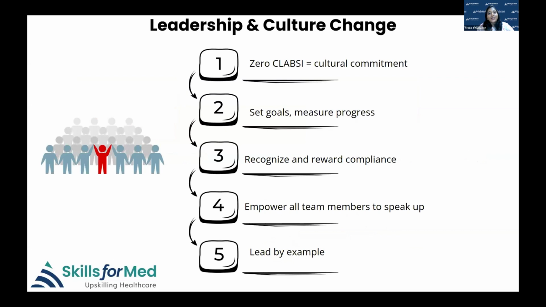So when it comes to leadership and culture change, there are 5 things. One is aim for zero CLABSI. Whenever you want to do some quality improvement in your hospital sector, we used to focus on reducing from the number of existing cases to this number.